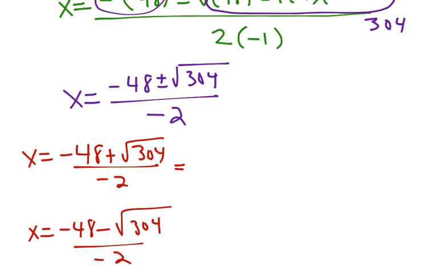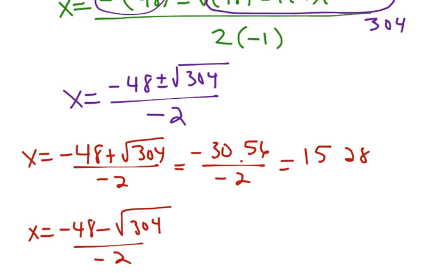So I'm going to start by evaluating the numerator. In my calculator, I type in -48 plus the square root of 304, and I get negative 30.56. I'm going to divide that by negative 2, and I find out that it's about $15.28. Now let's go to the second solution.